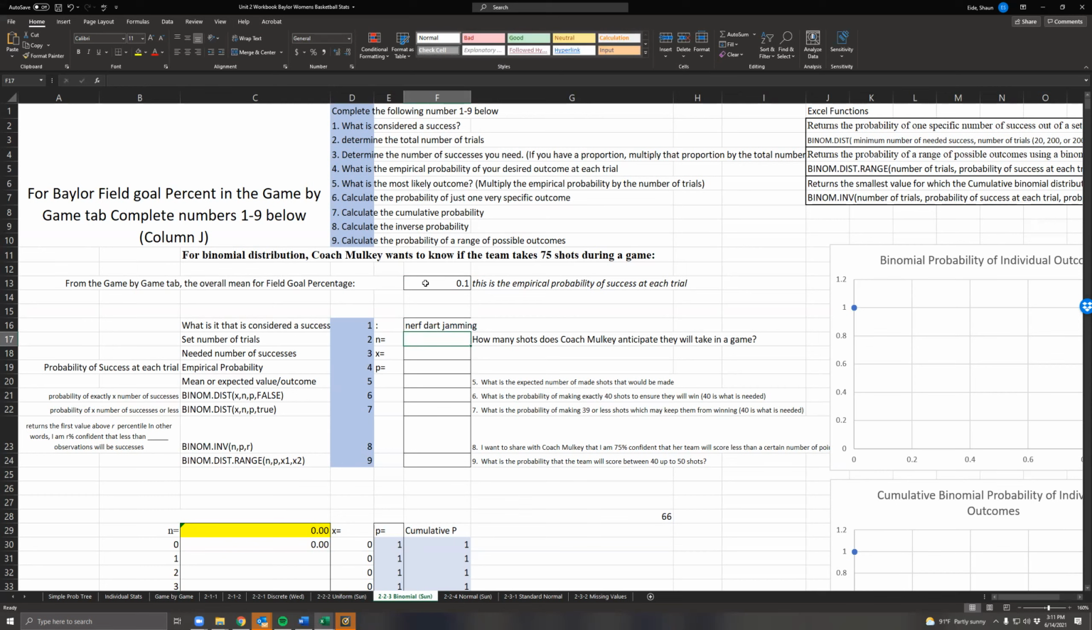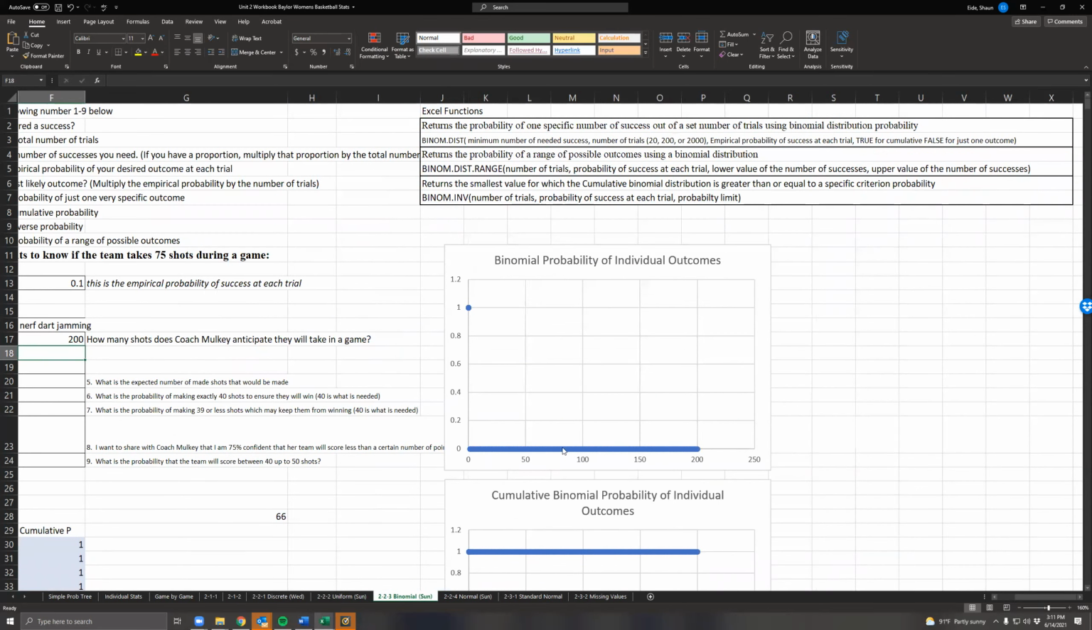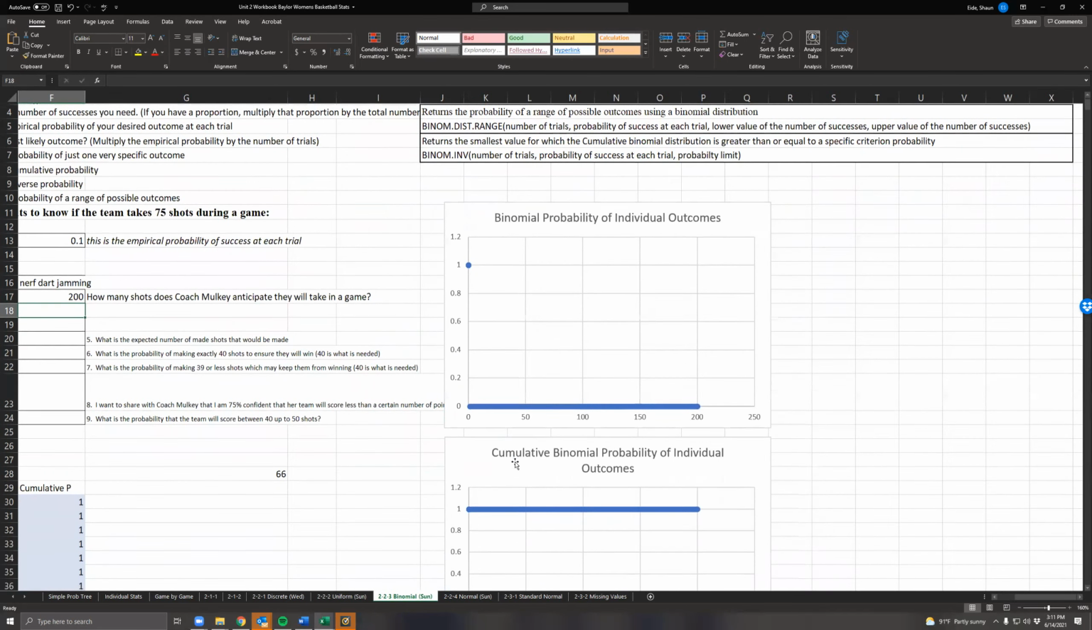How many trials did we say we had? 50. Sorry. Did we say 200 or did we say 50? Oh, I thought it was 50. I might have said 50, and then I might have also said 200. Let's do 200 just because it's going to make life a little easier. So if you look over here, this is kind of cool. It has all 200 trials, the probability of all 200 trials right there.